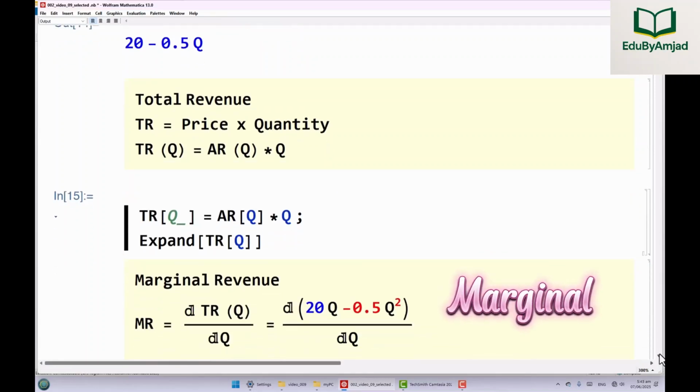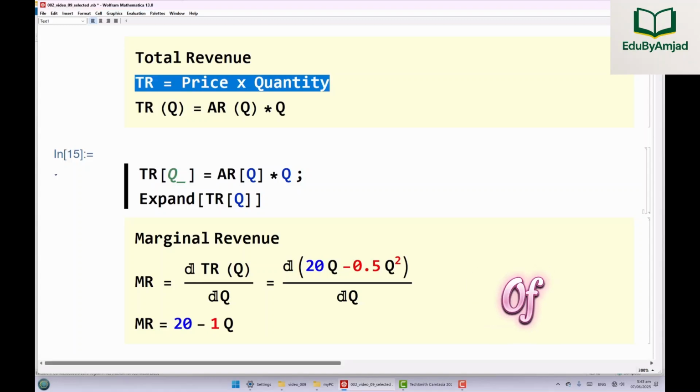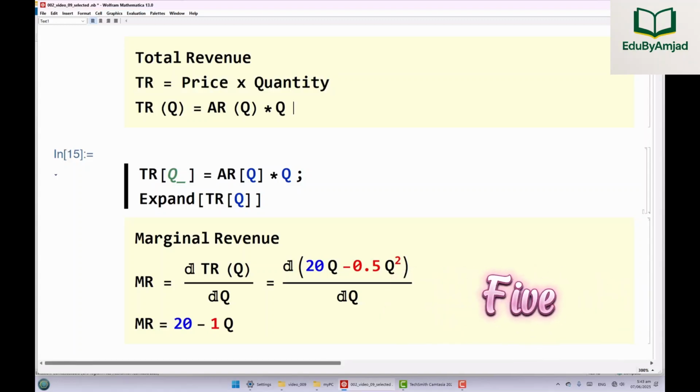Note that the slope of marginal revenue is twice the slope of the demand curve, 0.5 versus 1. Total revenue is price times quantity, and by the rule of differentiation, multiplying 2 and 0.5 equals 1.